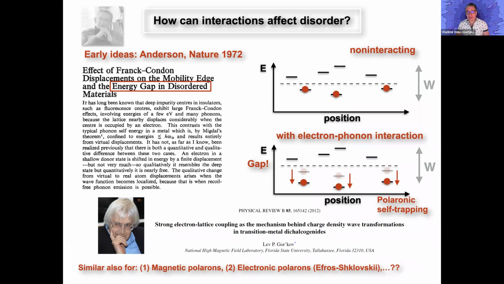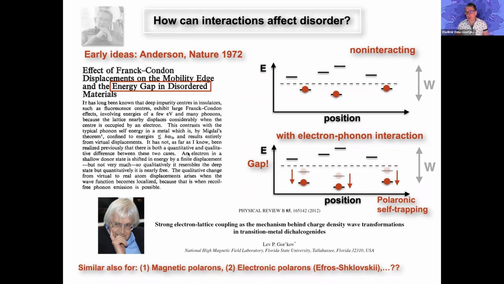And he said that if you turn on the interactions, in this particular case he was talking about the electron-phonon interaction, then if you have several bound states which are occupied by electrons, the lattice will deform to make the potential wells confining the electrons even deeper. And so the energies of these occupied states will be suddenly lowered, opening some sort of gap between the occupied and empty states. So this is a simple mechanism that can open gaps in disordered systems.